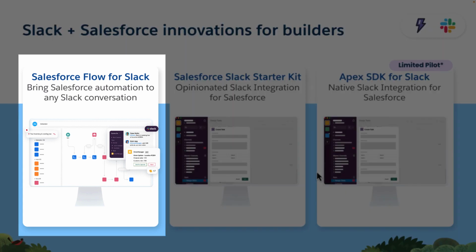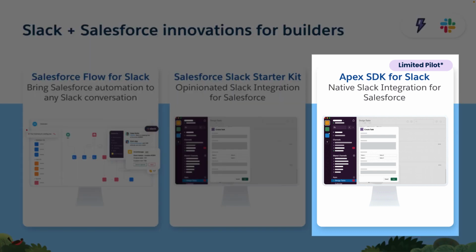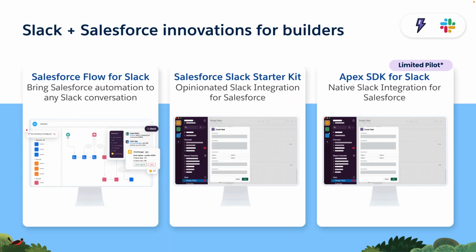We can use Slack core actions in Salesforce Flow. This is no code solution and we have covered some of the use cases like creating Slack channels, inviting users to the channels, and sending formatted messages in one of our earlier episodes. I'll share the link in the description below if you haven't watched that episode. The third option is Apex SDK for Slack, which is native Slack integration for Salesforce. We'll talk more about it later.